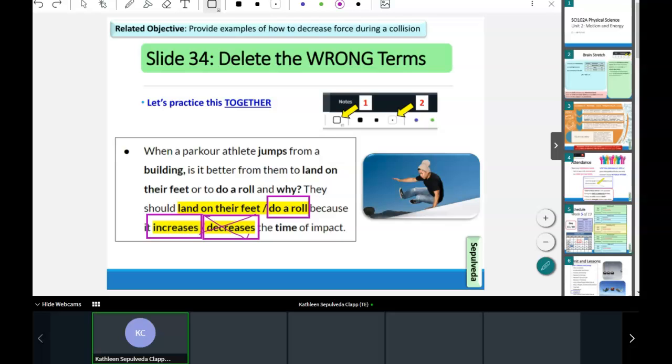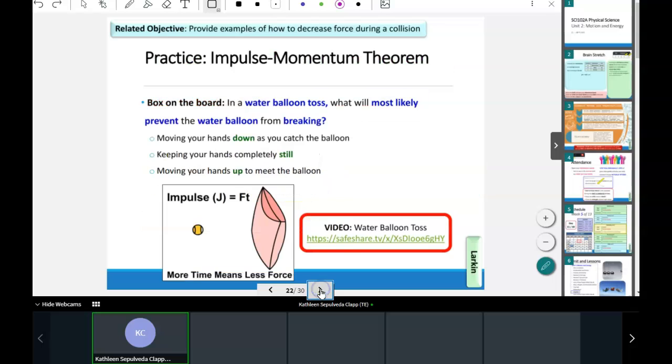All right, I'm going to go ahead and move on. I think everybody's got this. On this one, we're going to practice a little bit about the impulse momentum theorem. In a water balloon toss, what would most likely prevent the water balloon from breaking? Is it moving your hands down as you catch the balloon, keeping your hands completely still, or moving your hands up to meet the balloon?